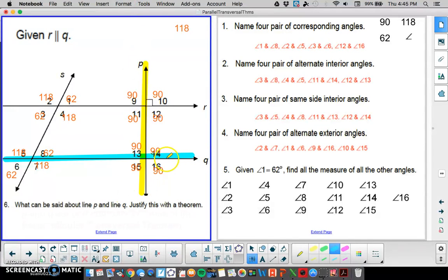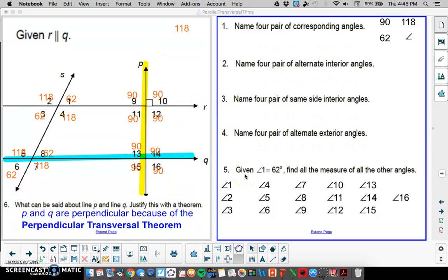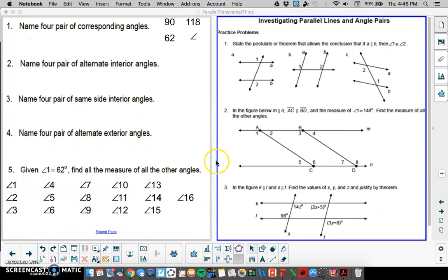And P and Q would be perpendicular because of that perpendicular transversal theorem. P and R are already perpendicular, and we were given that R is parallel to Q. So if we know these lines are parallel, and we know P is already perpendicular to R, P has to be perpendicular to Q. All right, your assignment on this is to do questions 1, 2, and 3.